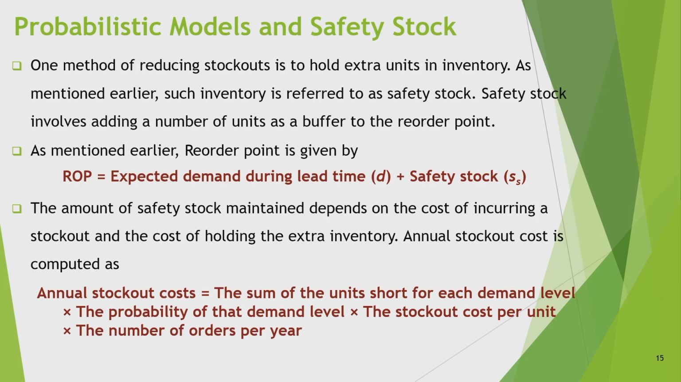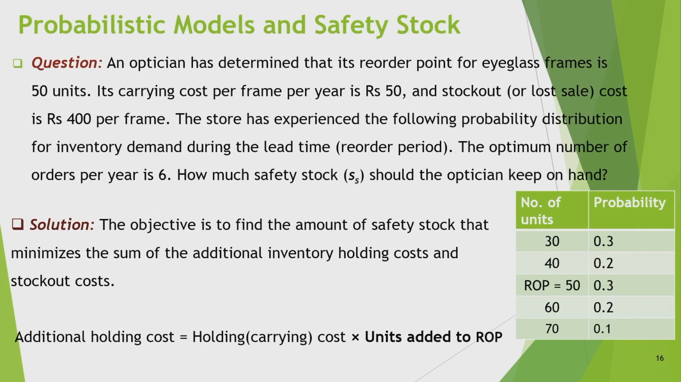So the amount of safety stock maintained depends on the cost of incurring a stock out and the cost of holding the extra inventory. Annual stock out cost is computed as the sum of the units short for each demand level, multiplied by the probability of that demand level, multiplied by the stock out cost per unit, multiplied by the number of orders per year. We can understand this with an example.